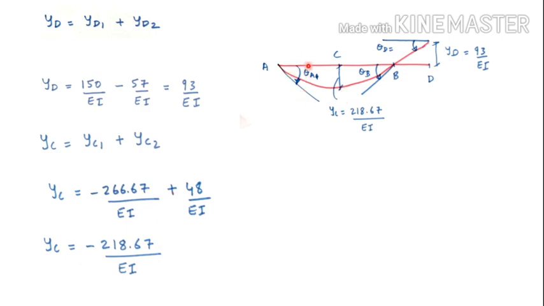So theta A1 is clockwise, theta B is anti-clockwise, and theta D is also anti-clockwise. And you can go back, refer to the previous video, you will get the value of theta A and theta B. In this video you will get the value of theta D.